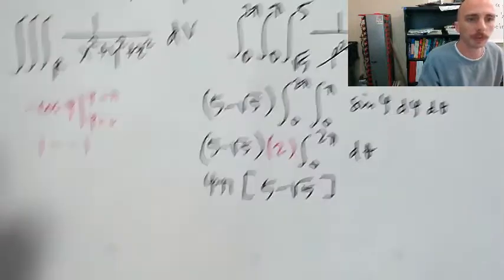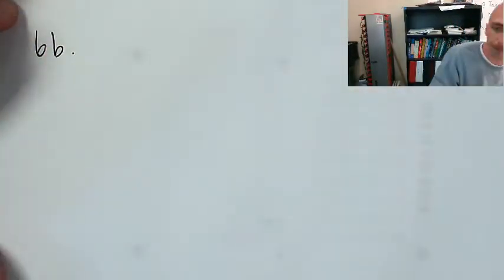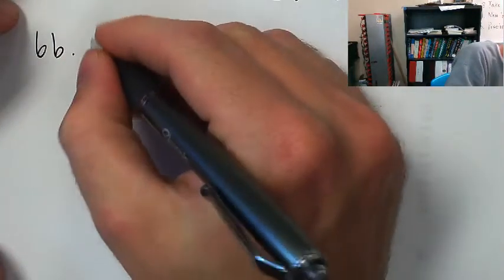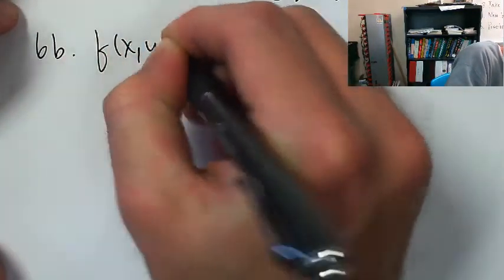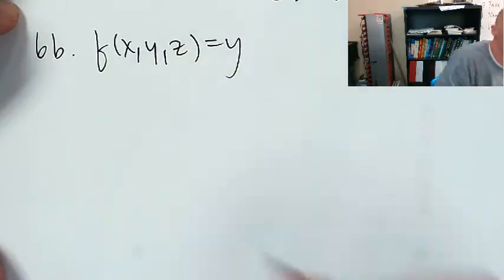That's almost all. No, 6a. One more. 6b. F of x, y, and z equals y.